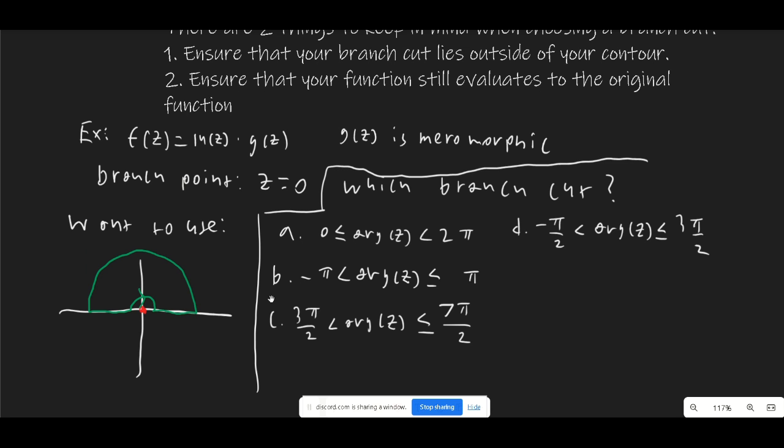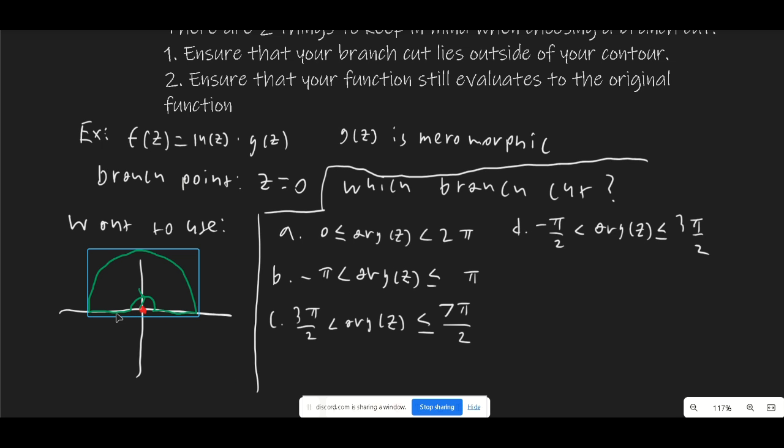The most common choice of branch cut is going to be negative pi is less than argument of z is less than or equal to pi. However, this example doesn't work because our integral, again, goes over the negative real axis, which is exactly where the branch cut would be if this was our branch cut, because as you can see, right here would be the angle pi or the angle negative pi, so that's right where our branch cut is going to go.